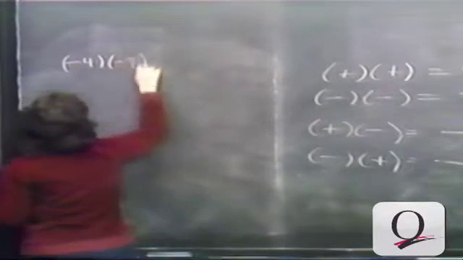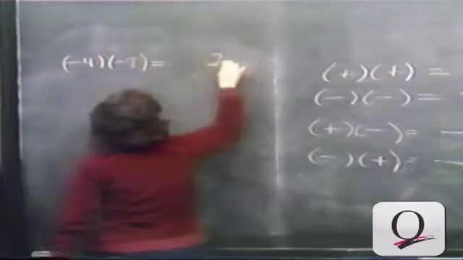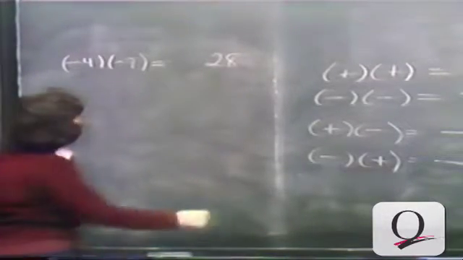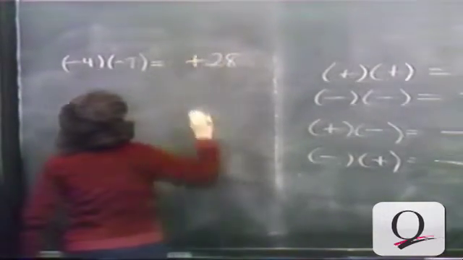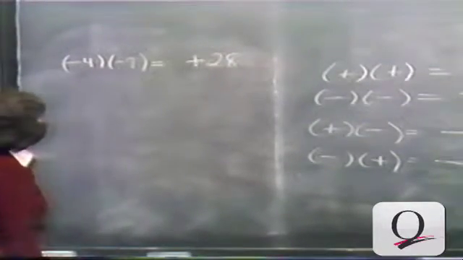Let's try some more examples. Minus 4 times minus 7. We multiply the numbers ignoring the signs. 4 times 7 gives us 28. Then, since the signs were the same, both were minus, the answer is positive. You can, of course, just write 28 without the plus sign. It would mean plus 28.